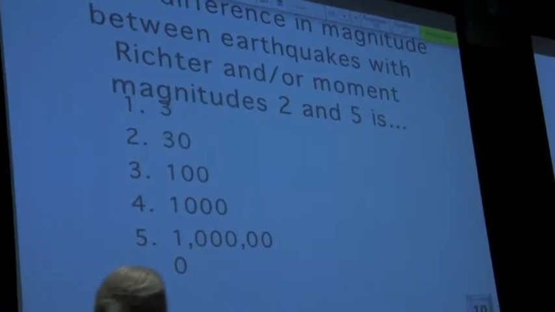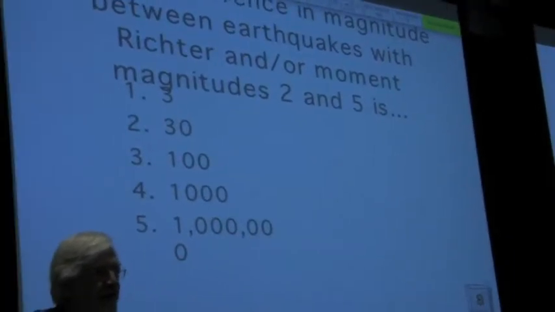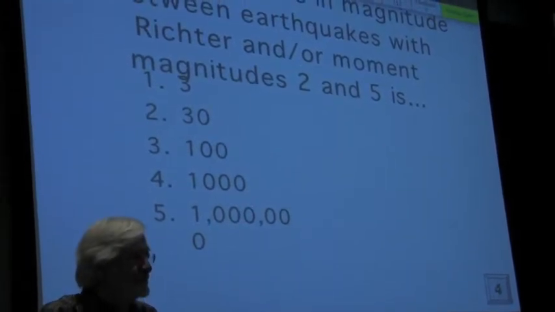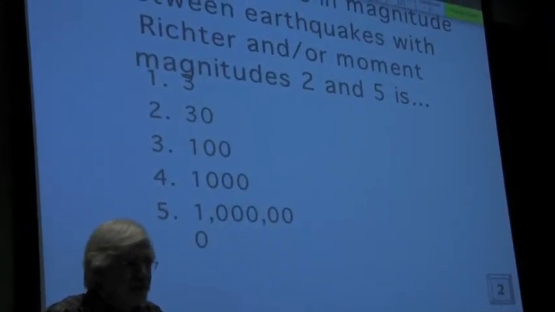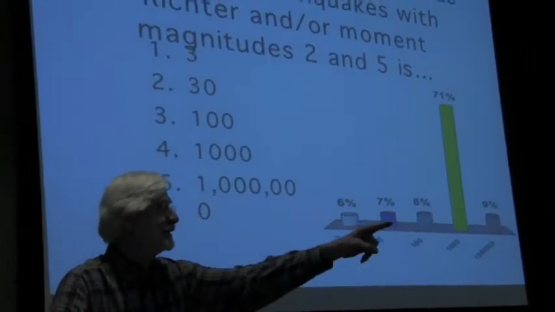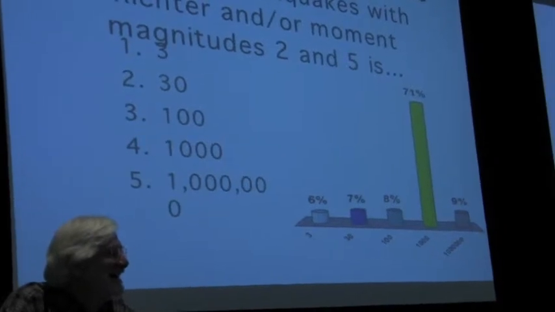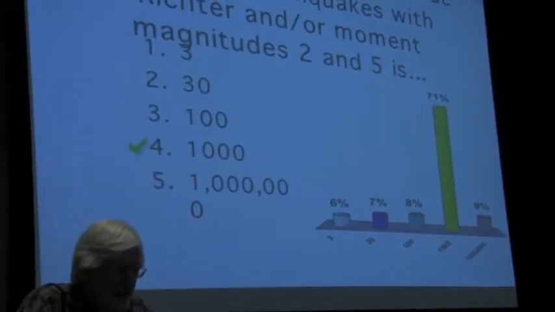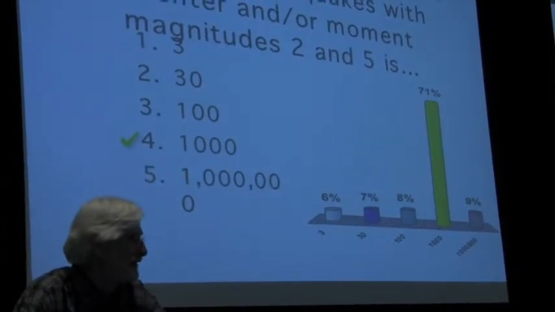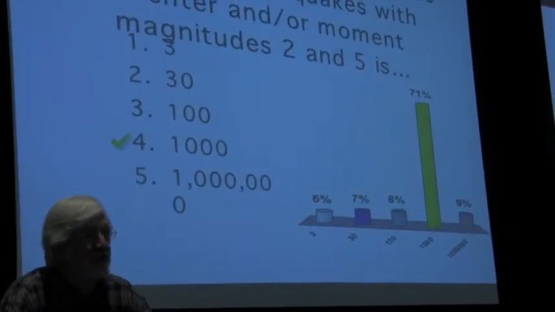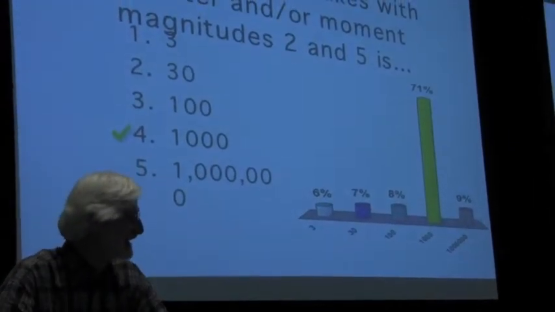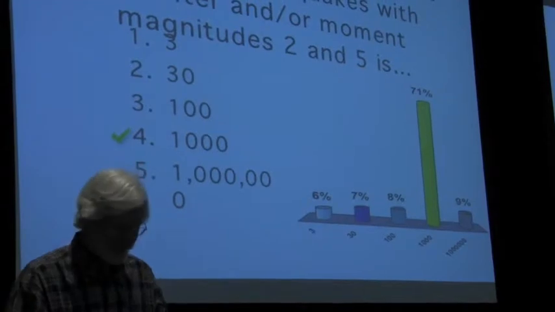Polls are open. You're firing away. There's the countdown. Hurry, hurry, hurry. A 2 and a 5. 3, 30, 100, 1,000, or a million. You work together. She's praying. Okay, 71% said 1,000, and the check mark looks good now. So there you have it. Between a 2 and a 4 is how much? That's okay. Go with your impulse.